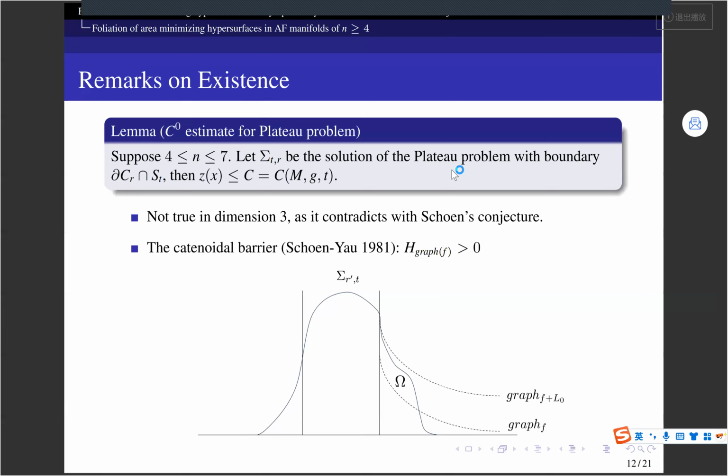Yeah, and here we solve a Plateau problem. But this is not correct in dimension 3, because the computation of the sign of this mean curvature has to make essential use of the condition that n is greater than or equal to 4. Okay, I got it.